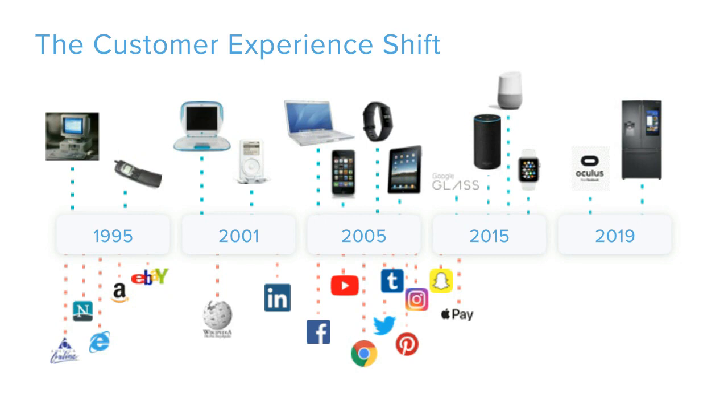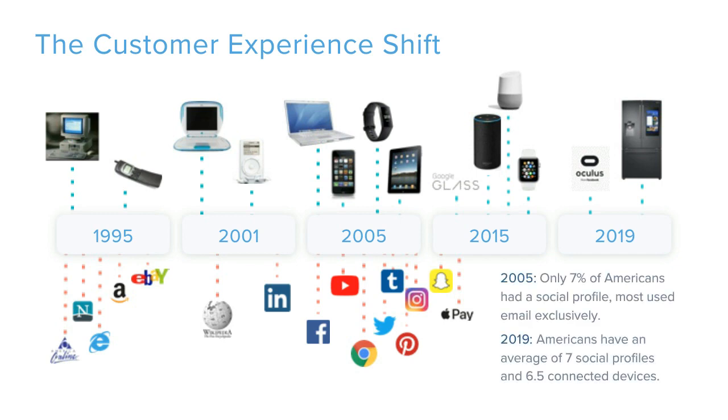In 2005, only 7% of Americans had a social profile. In 2019, Americans have an average of 7 social profiles and almost 7 connected devices. So what does that mean? It means that customers are now interacting with our brands in a very different way than they did 10 to 15 years ago. They're not interacting with us just in one channel or one device. They're interacting with our brands on all channels and all devices.